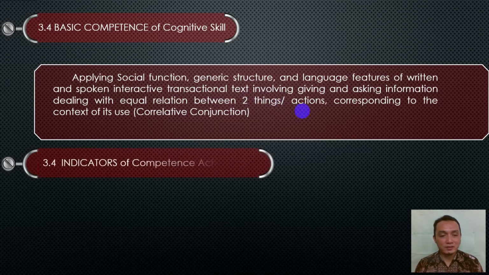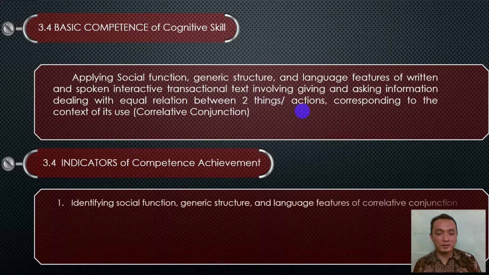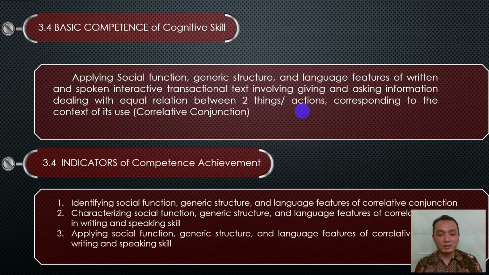You can see also the indicators of 3.4. There are three indicators that I give to you. The first is identifying, the second is characterizing social function in writing and speaking skills, and the last is applying social function, generic structures and language features of correlative conjunction in writing and speaking skill.